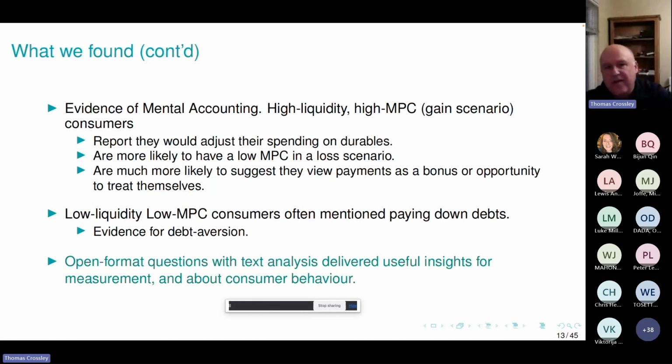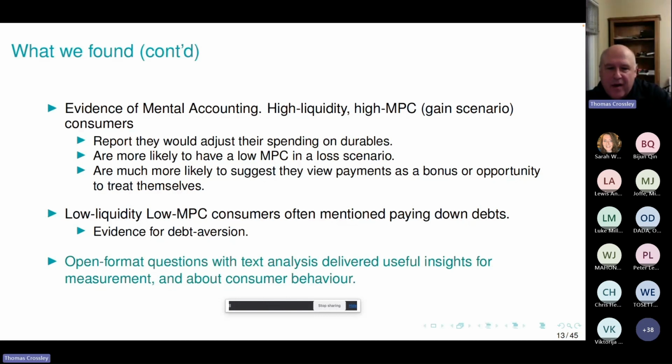On the other hand, we found evidence of mental accounting behavior, okay? In particular, among the puzzling high liquidity, high MPC consumers, particularly when they're high MPC in the gain scenario. That is, we tell them they've got a hypothetical transitory income gain, and ask them how they would respond. They report they would adjust their spending on luxuries. They're more likely to have a low MPC in the loss scenario.